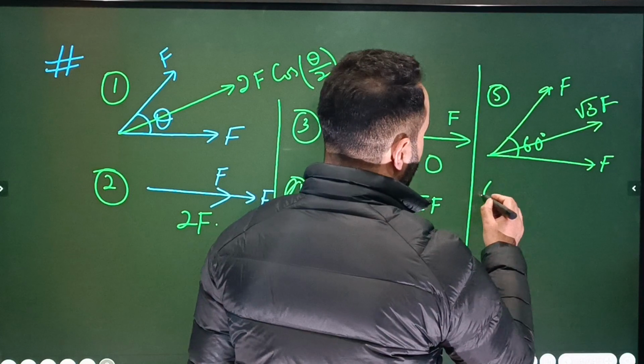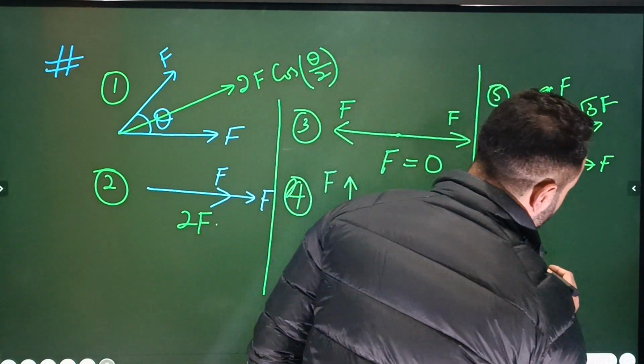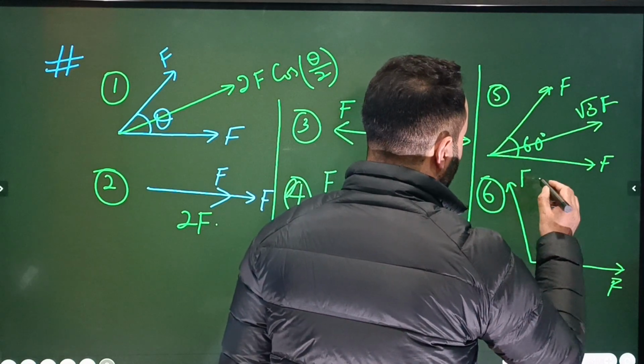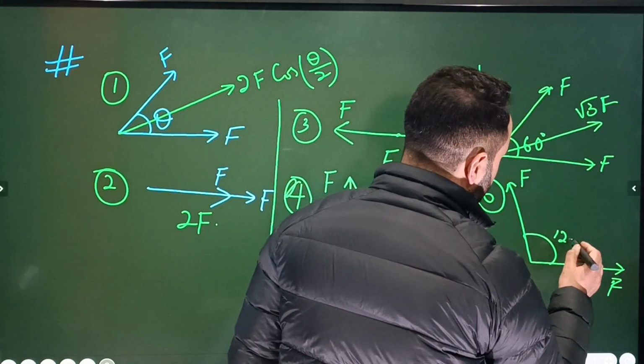Number 6 is like this. For example, there are two forces like this and like this. तो बेटा ये हैं F आपके पास, ठीक है ना बेटा, and this is also equal to F and the angle between them is equal to 120 degree.